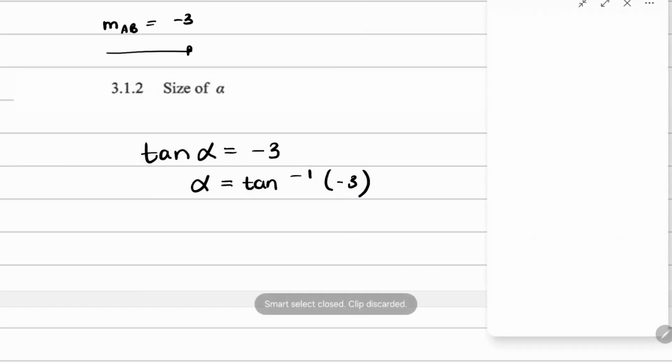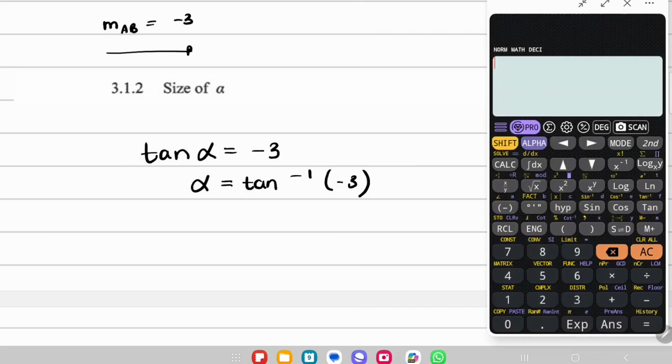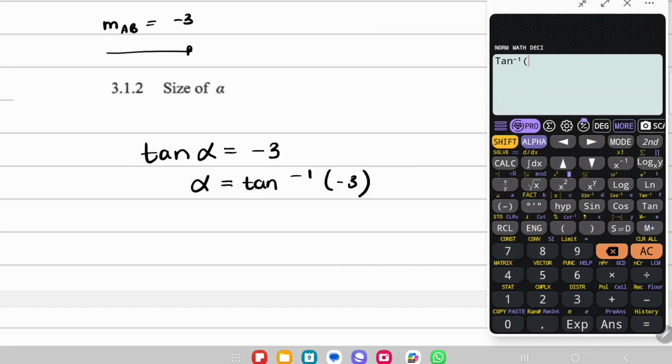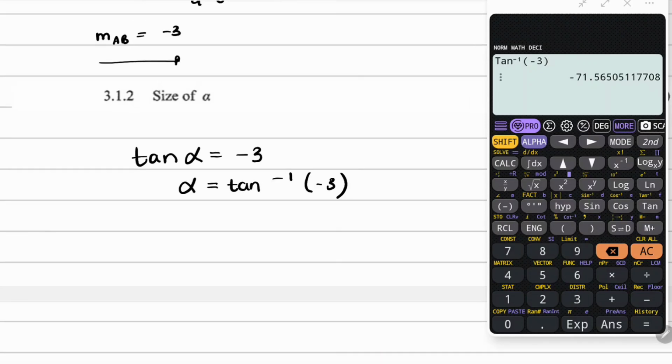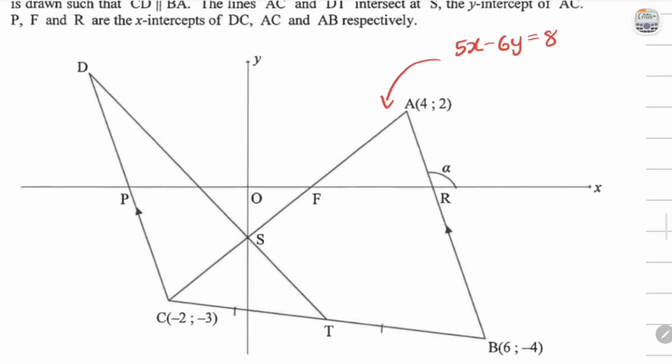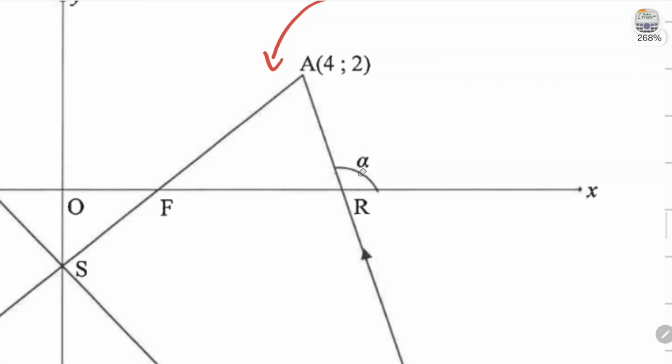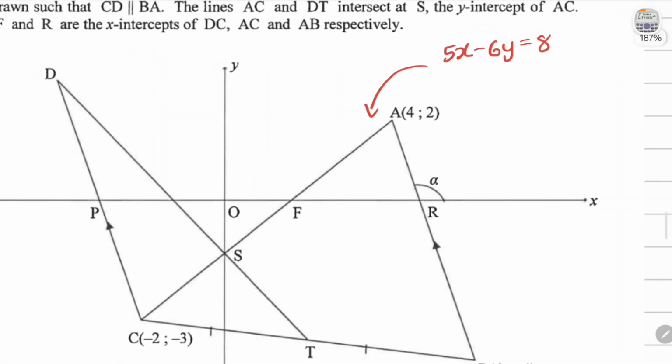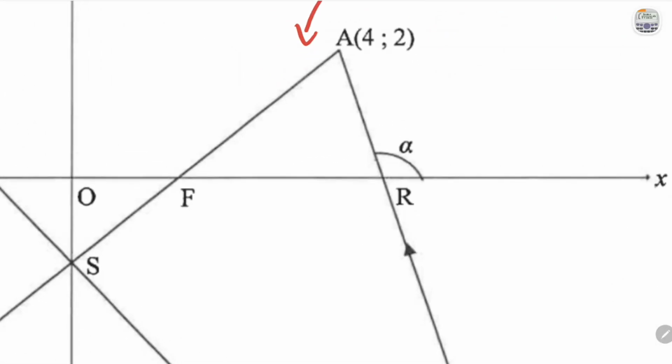But of course, on your calculator, when you calculate this, you will see that you're going to get a negative angle, and it's fine. Shift tan -3 gives you -71.56. And you don't want that because, as you can see, alpha is a positive angle. It's just been measured the other way around. Remember that angles are measured anti-clockwise. So this is negative, so it was measured clockwise. That's why it's -71 point something.